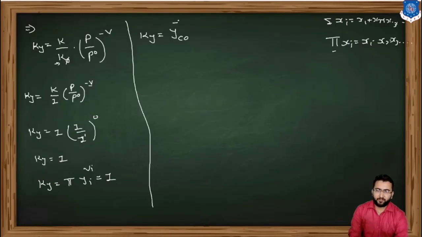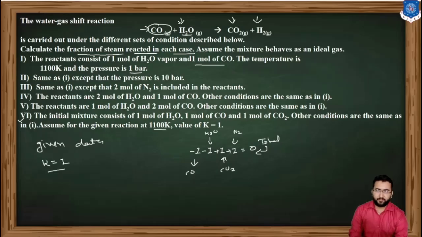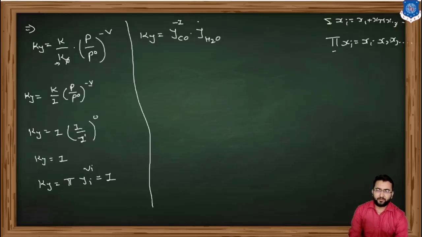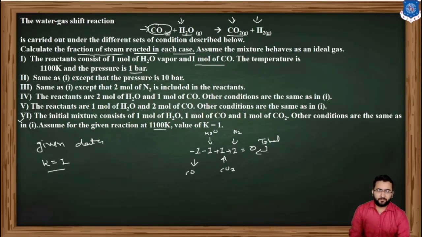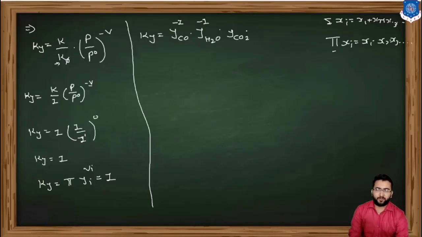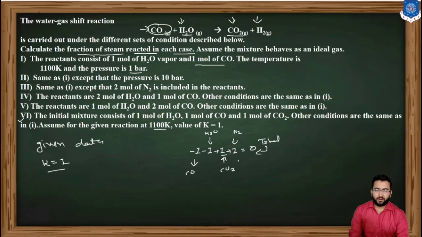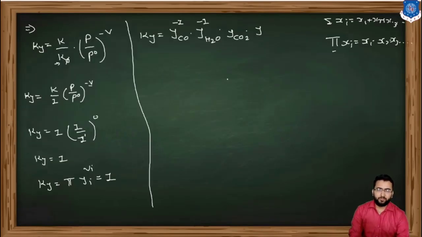So here I am going to write -1 here. Okay. Similarly, y of H2O, stoichiometric number of H2O is -1. So I am going to write here -1. Similarly, y of CO2, stoichiometric number for CO2 is 1 because it's a product, so it's positive. Then y of H2, which is also 1. So both have 1, 1.